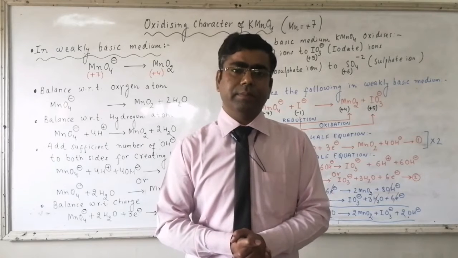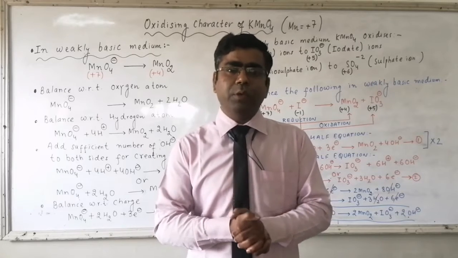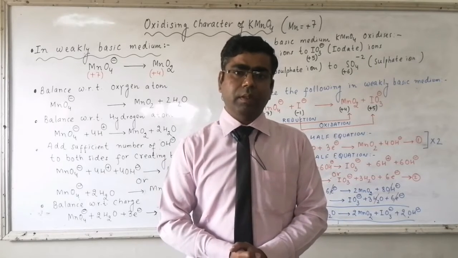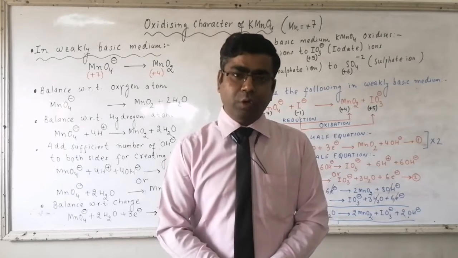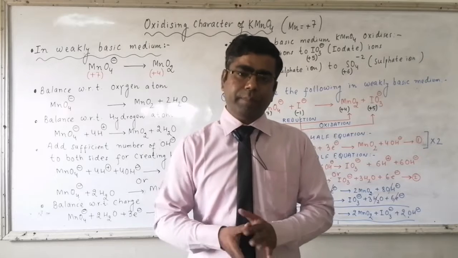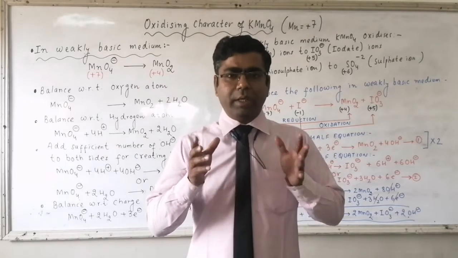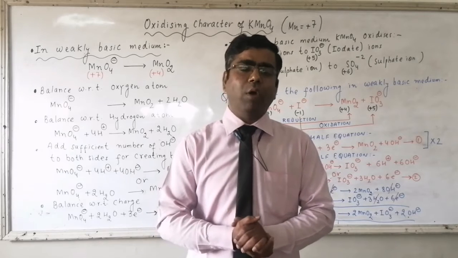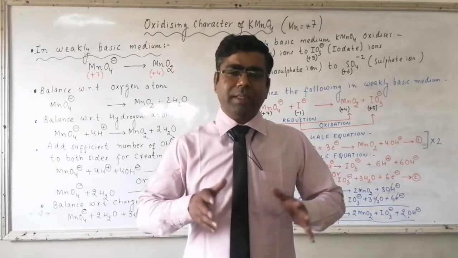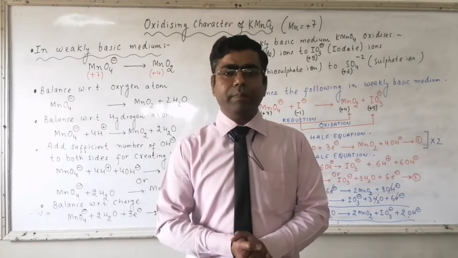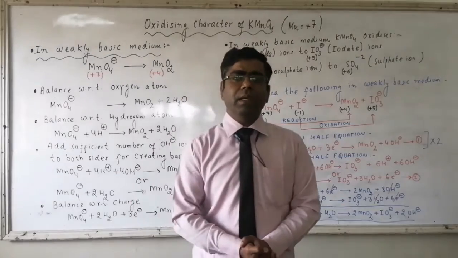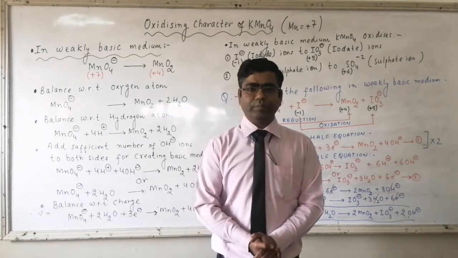In that case, it will try to attract the electrons from the other species. And if it is gaining the electrons, then it will show reduction. Because it is showing reduction, it will act like an oxidizing agent. So we have completed the oxidizing character of KMnO4 in acidic medium. Now today we will talk about the oxidizing character of potassium permanganate in weakly basic medium.